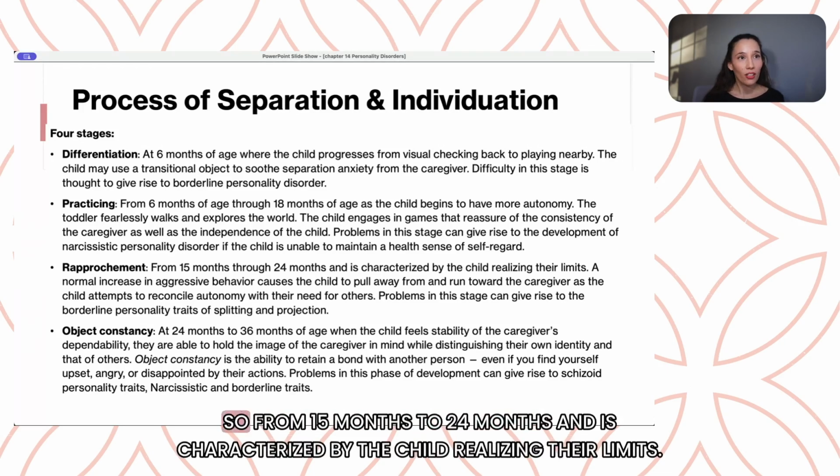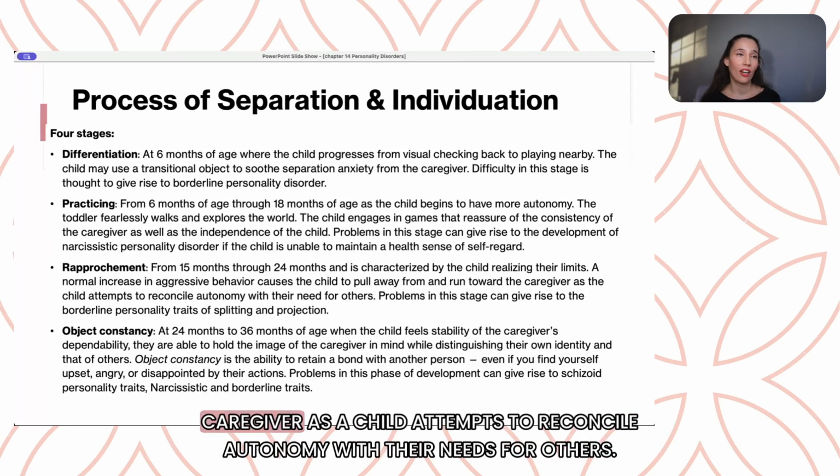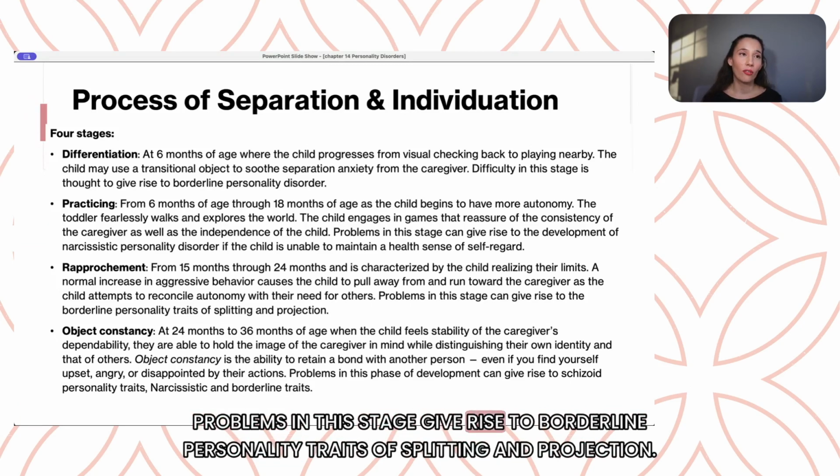There's rapprochement, from 15 months to 24 months, which is characterized by the child realizing their limits. A normal increase in aggressive behaviors causes the child to pull away from and run towards the caregiver as the child attempts to reconcile autonomy with their needs for others. Problems in this stage give rise to borderline personality traits of splitting and projection.